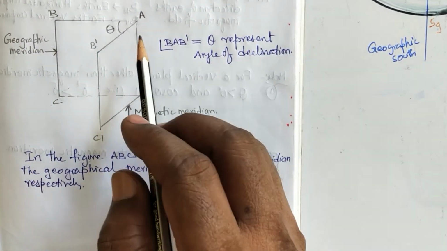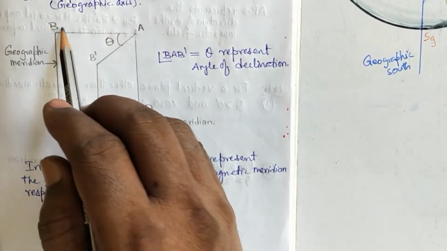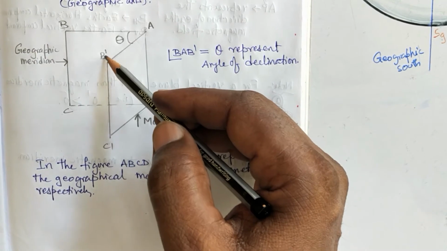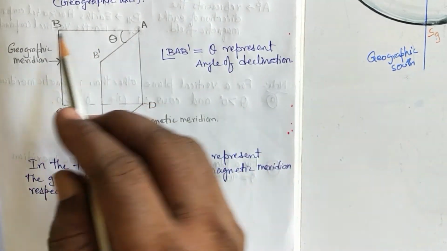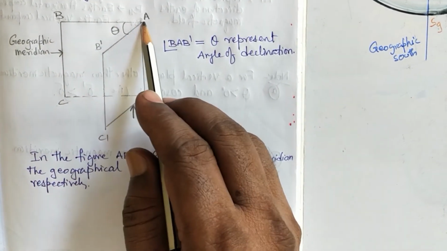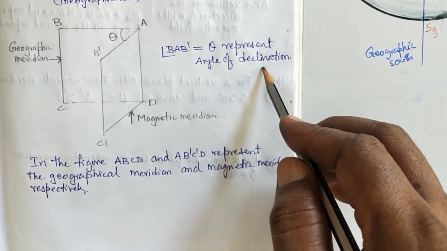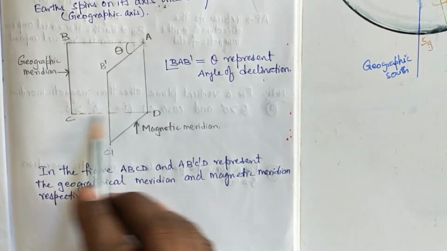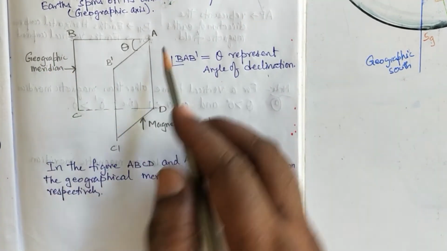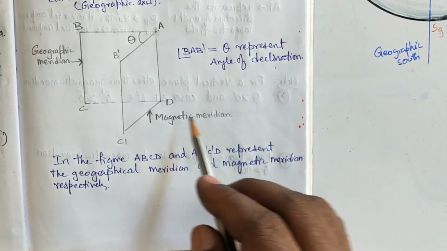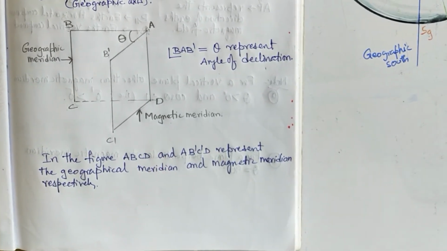In this figure, I have marked the vertices of the geographic meridian as ABCD and the vertices of the magnetic meridian as A, B dash, C dash, D. The angle B, A, B dash represents the angle of declination. So in this figure, ABCD is the geographic meridian, and A, B dash, C dash, D represents the magnetic meridian.